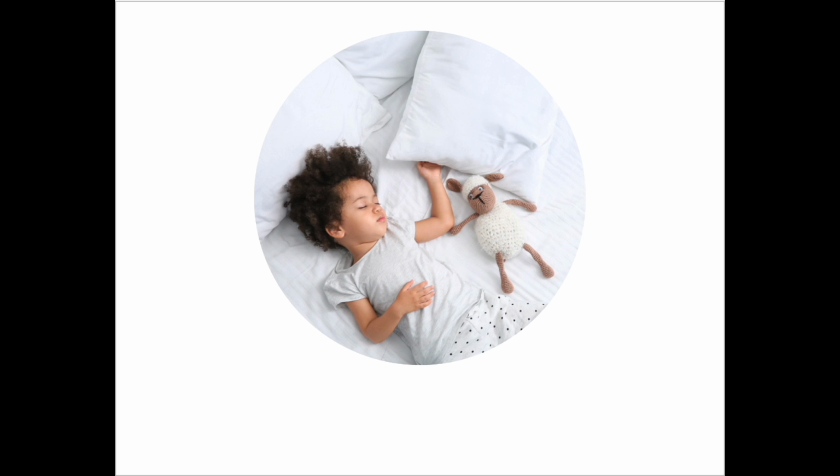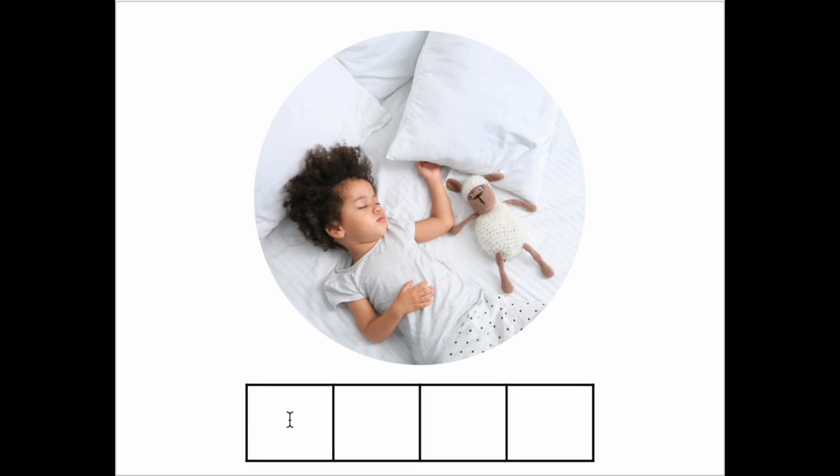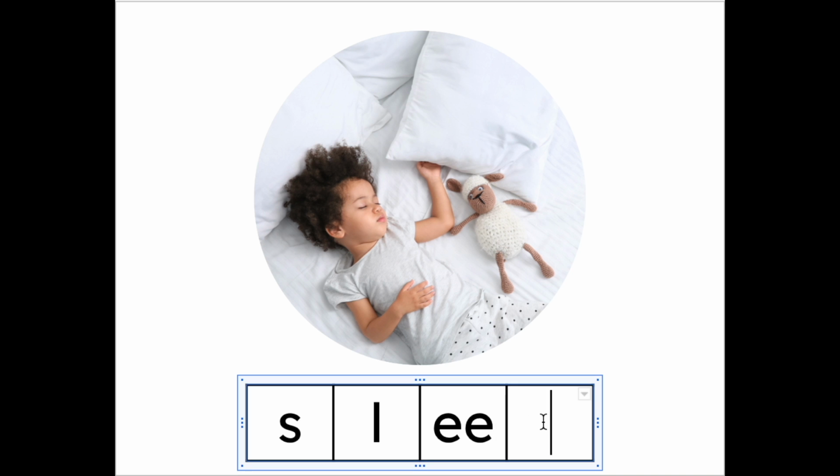Here, a little girl is sleeping. Our word that we're going to spell is sleep. How many sounds do you count in the word sleep? I count 4. Let's sound it out. First sound, S. We spell S with an S. Next comes L. Next sound, long E. We spell it E-E. And our last sound, P. We use the letter P to spell the P sound.